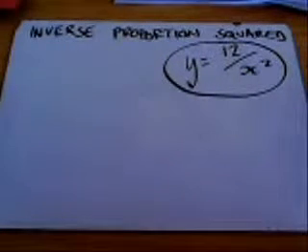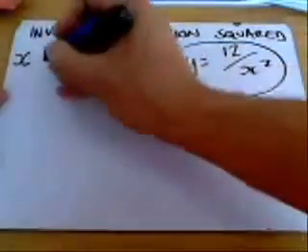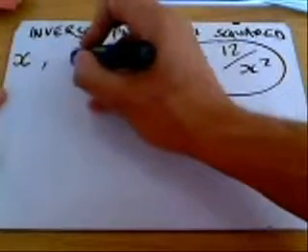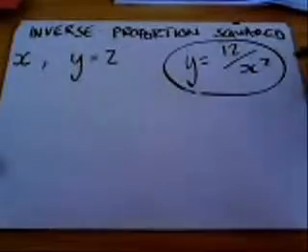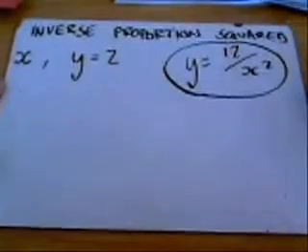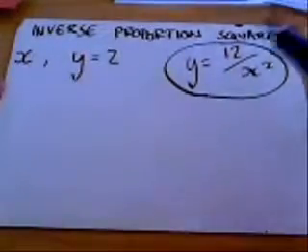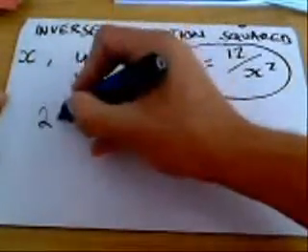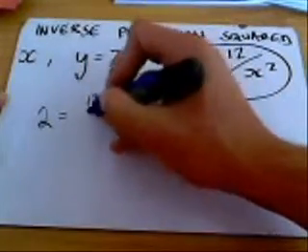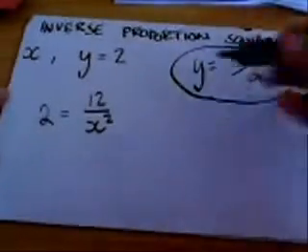Now, a little bit of a harder one for this question. If we want to solve for x this time, when we know that y equals 2, how are we going to do that? Well, we're going to do the exact same method, except this time we want to solve for x, not y. So, let's substitute the y value into the equation and solve for x. So we'll have 2 equals 12 over x squared.